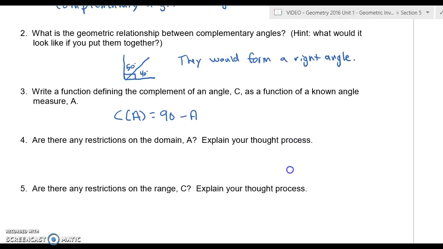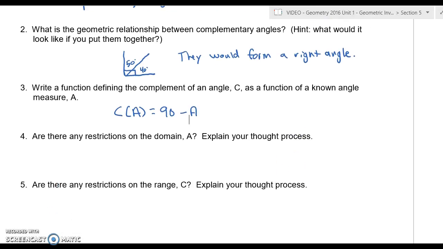Then we're looking for any restrictions on the domain, which is the inputs of A, and on the range, which are the outputs of C. So the inputs here, we're trying to think about angles that don't exist. We know that if we had like a 100-degree angle, if we took 90 minus 100 degrees, we would get negative 10 degrees. Technically, the angle exists, but for our purposes, it doesn't, because we're only going to measure things between 0 and 360 degrees at the end. We're talking about angles, though. We're really looking at 0 through 180.